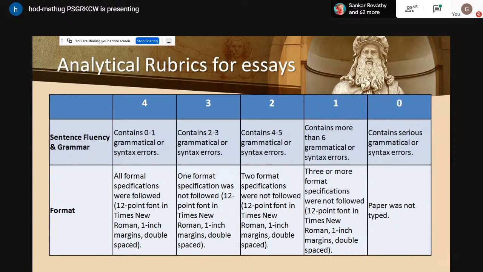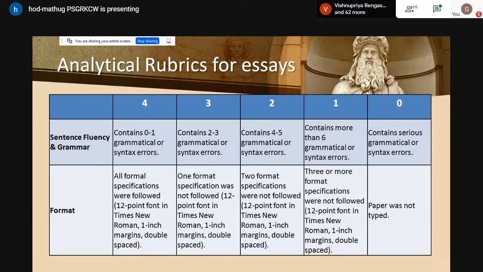All formal specifications are followed. That is, 12-point Times New Roman, 1-inch margin, double spaced. Fully correct. Given 4 marks. One format specification was not followed. 12-point font in Times New Roman, 1-inch margin, double spaced. Somewhere he has missed. Maybe in one of the topics he has used something else instead of Times New Roman. Then we will give him only 3.